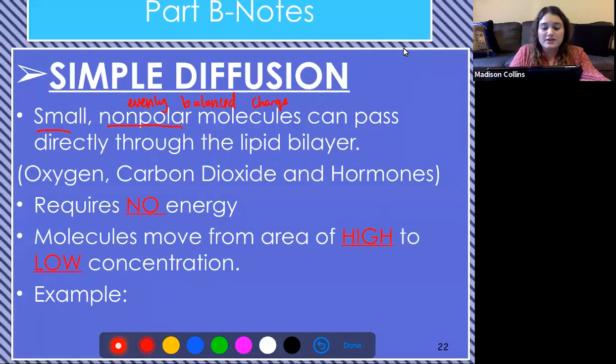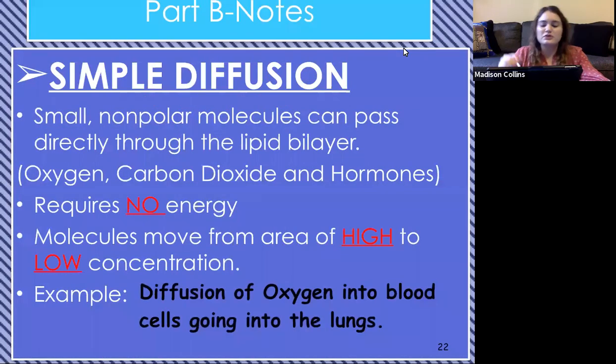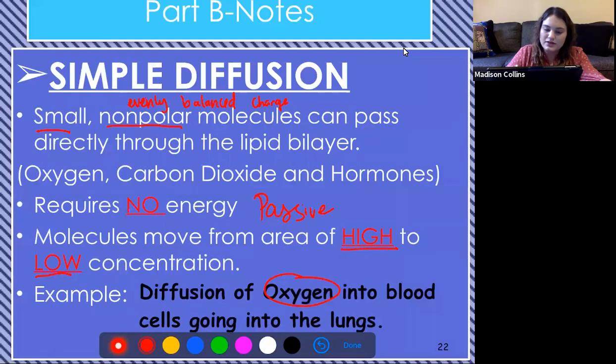Now, this process, because it is passive, it does not require energy, so no extra ATP is needed. And again, we are still moving from areas of high concentration to low concentration. So this is just one example of passive transport. An example of this is the diffusion of oxygen into blood cells going into the lungs. So because oxygen is a small and nonpolar molecule, it's easily able to diffuse out of the cell membrane and diffuse into the cell membrane without any extra help. It is just easily diffusing through that membrane.